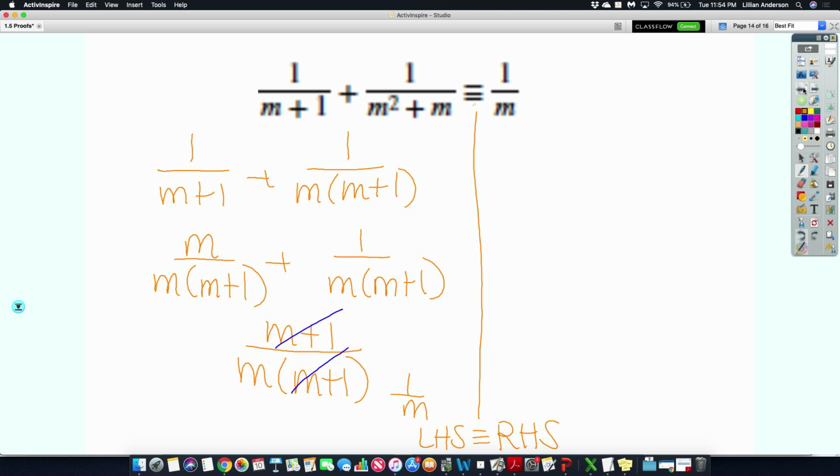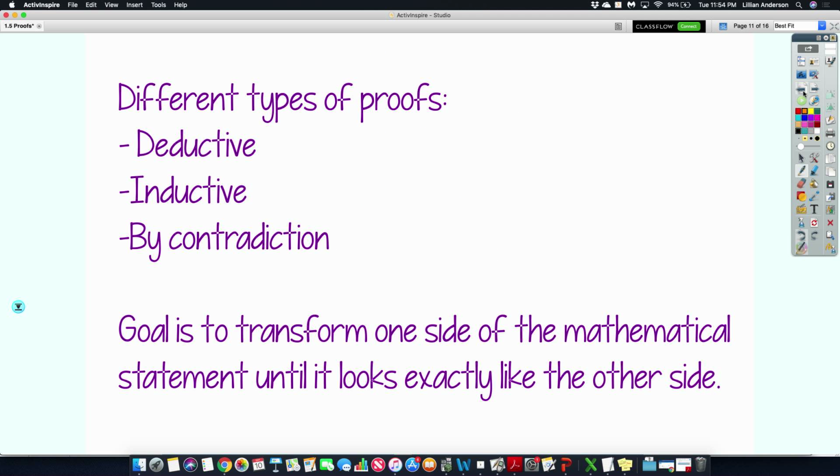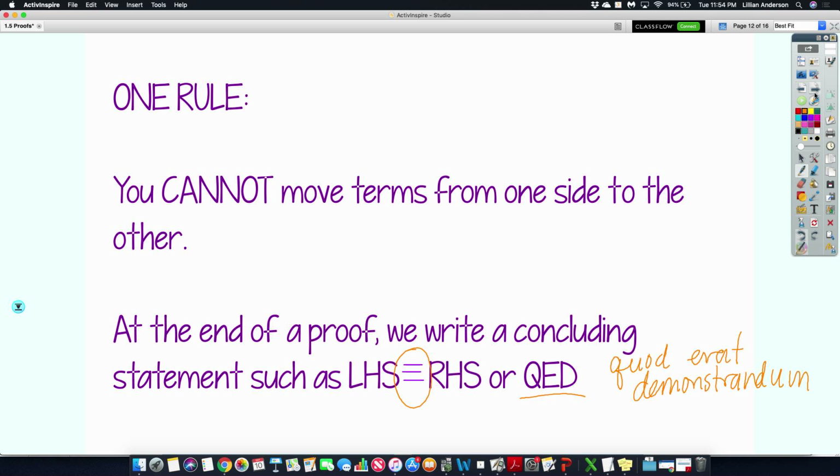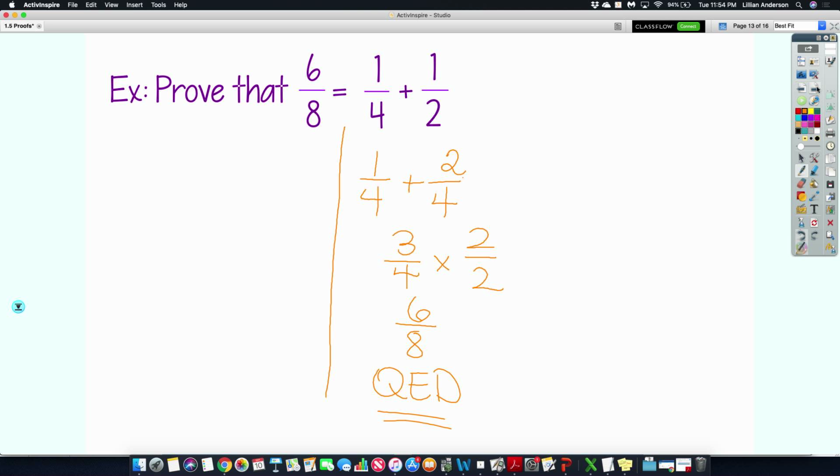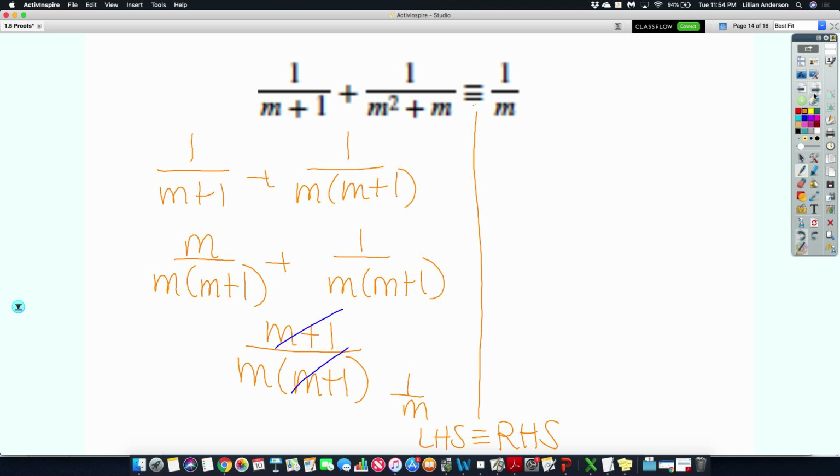But just to recap, since we're doing deductive proofs, your goal is to make sure that the left-hand side equals the right-hand side. Make sure you include one of your two statements that concludes it. And again, use your algebraic processes, not skipping any steps, to make sure that the left-hand side does indeed equal the right-hand side.